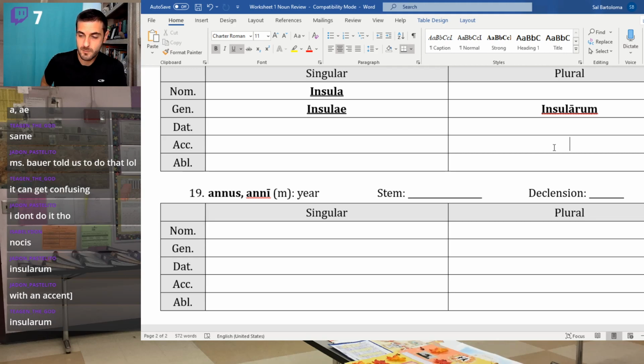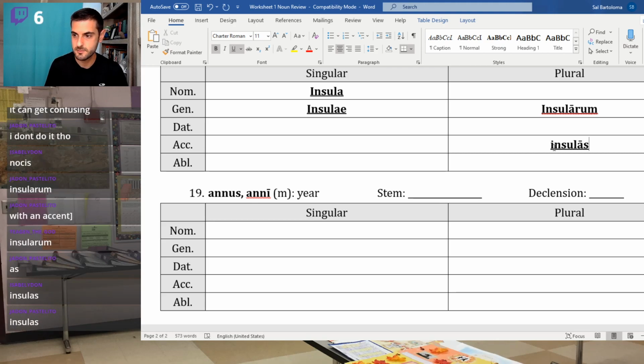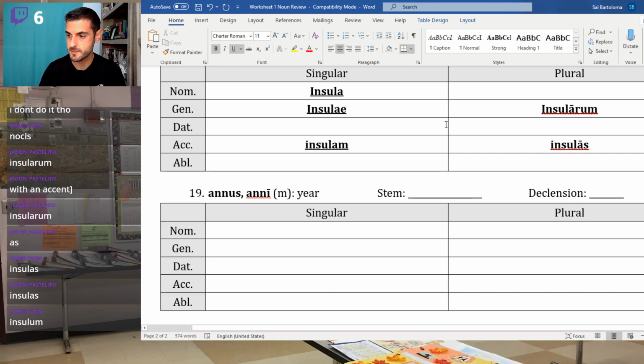Accusative plurals all pretty much look the same. They all have an S at the end, right? So we have insulas, okay? What about accusative singular? Accusative plurals usually have the S on the end. Accusative singulars usually have an M, right? And since this is first declension, it's going to have an A in front of it. So insulam. Yep.